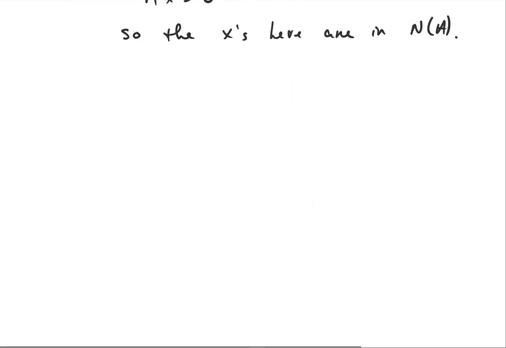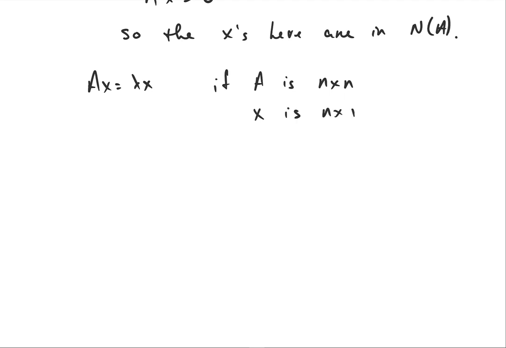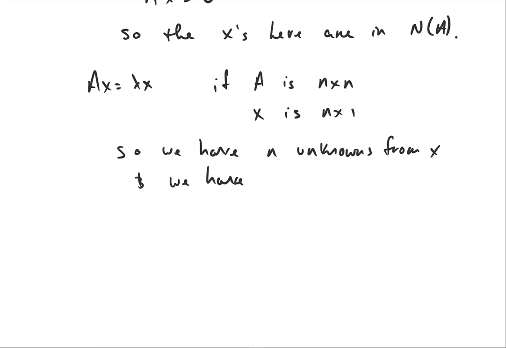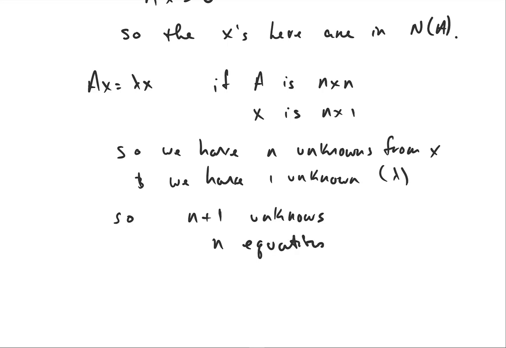Now, in our equation, Ax equal to lambda x, if A is n by n, then x is n by 1. So we have n unknowns from x. And we have one more, which is lambda. So we have n plus 1 unknowns, while we have n equations. And this is why we can't just use elimination to solve the eigenvalue problem.